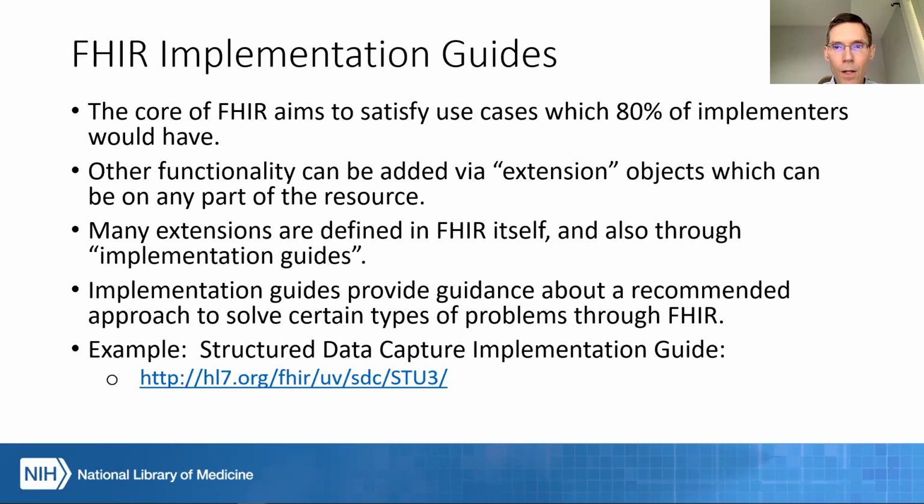Right. So I'll just mention a couple things about implementation guides. The core FHIR is basically trying to satisfy the use cases used by maybe 80% of implementers, because if you tried to make a specification that would cover every possible case that any implementer might possibly want in the future, it would be huge. And it's actually pretty big just with that 80% goal. So other functionality gets added in via extension objects, which can live on any part of the resource. Even things like string values can have extensions on them.